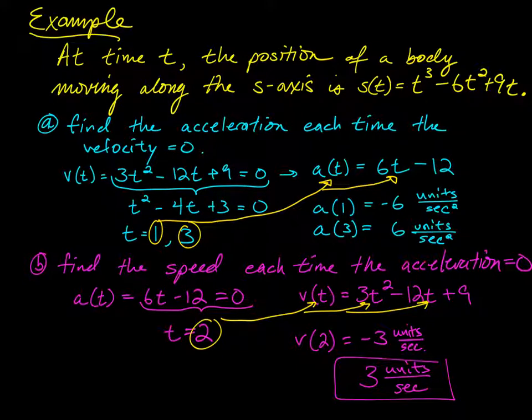Over here, we had 2 answers. At time 1, it was -6 units per second squared, and at time 3, it was 6 units per second squared.